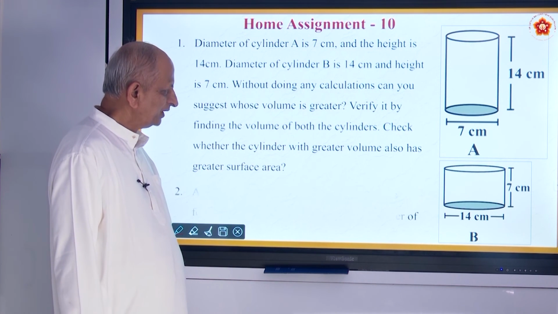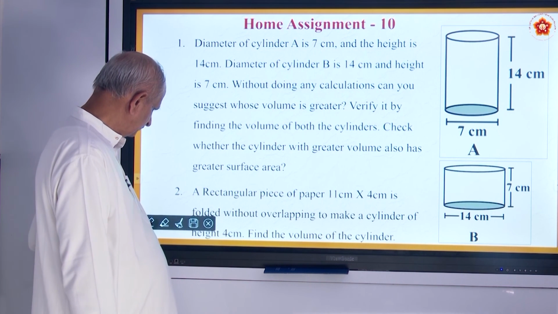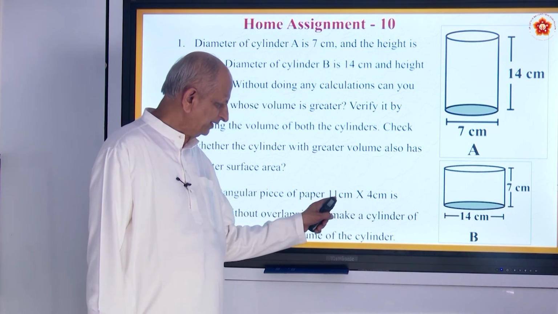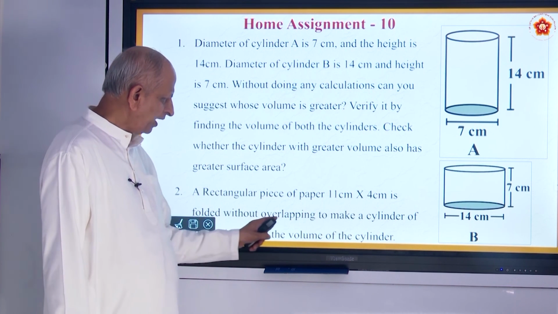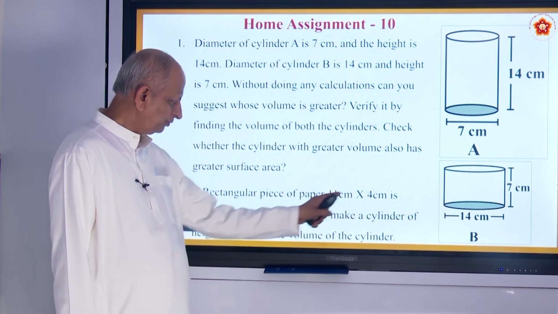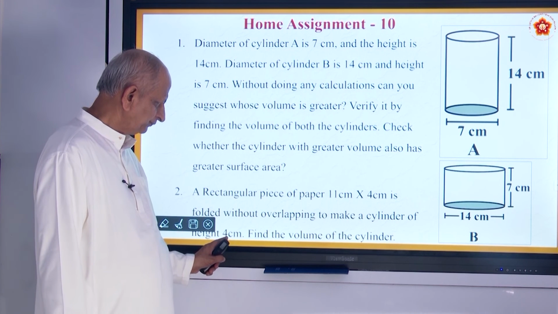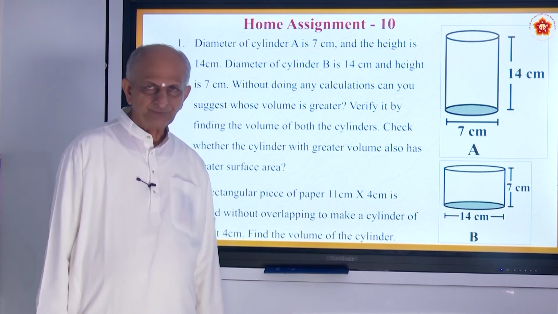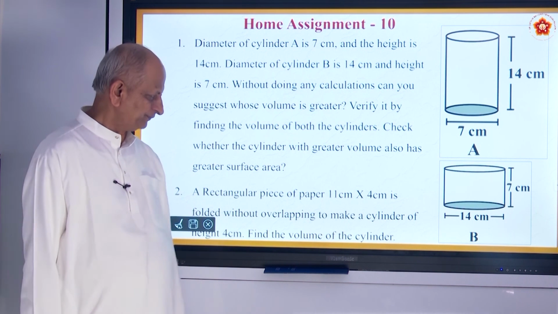Let us see one more question. A rectangular piece of paper, 11 centimeter length, 4 centimeter breadth, is folded without overlapping to make a cylinder of height 4 centimeters. So the breadth of the rectangle is equal to the height of the cylinder. This is the perimeter. Find the volume as we have done earlier. Find the radius first, then the volume.